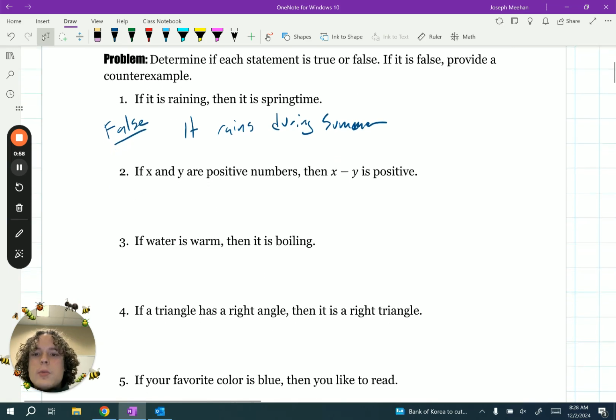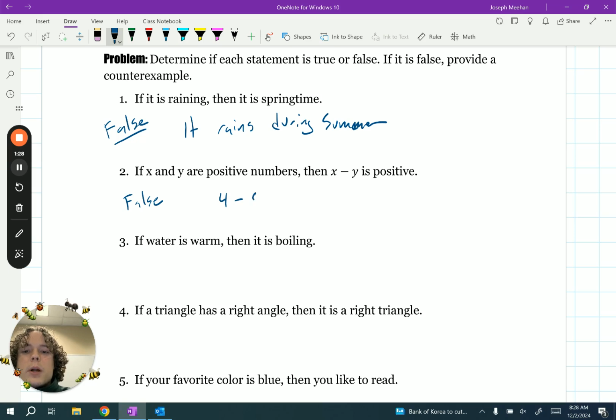All right, number 2. It says if x and y are positive numbers, then x minus y is positive. This may seem true if you're just thinking about it real quick, right? Because we could do like 2 minus 1, or 5 minus 4. But what if we had a smaller number as the x and a larger number as the y, like 1 minus 2 or 4 minus 5? Then x minus y would be negative, right? So let's say false. Our counterexample, let's make it 4 minus 5. Those are both positive numbers, but if you subtract 4 minus 5, you get negative 1.